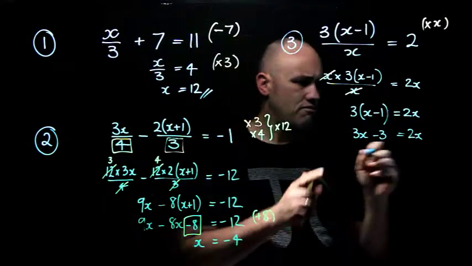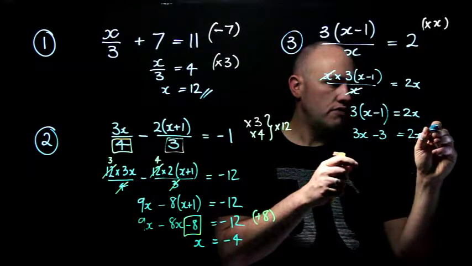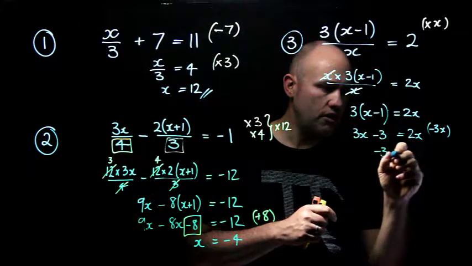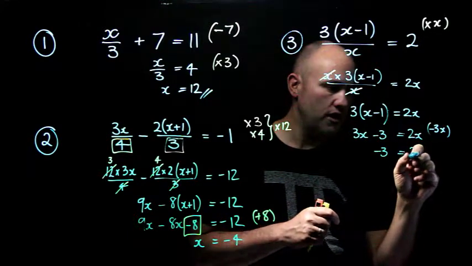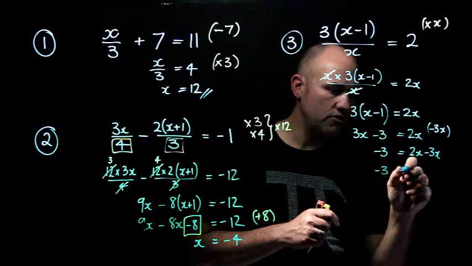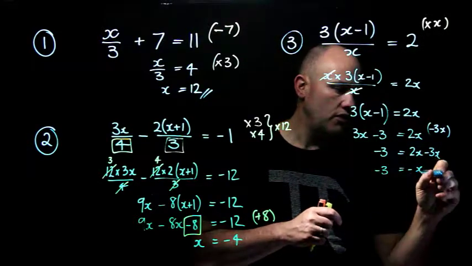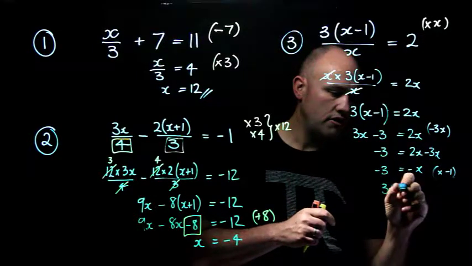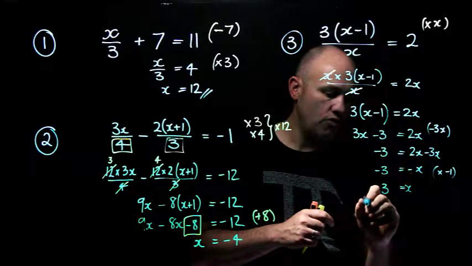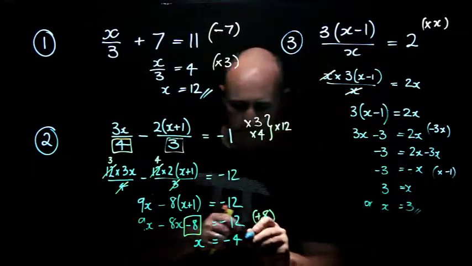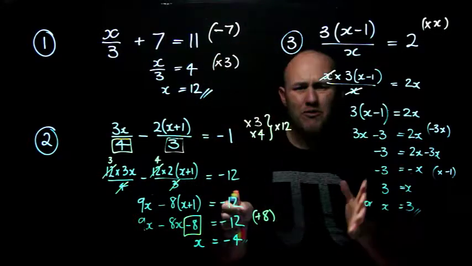Well, let's just do this, probably the shortest way. I'm going to subtract 3x from both sides. That leaves me negative 3 is equal to 2x minus 3x, which means that negative 3 is equal to negative x, and then all I need to do is multiply by negative 1, and it makes it 3 equals x. Or I could write that now as x equals 3. And there's my answer.